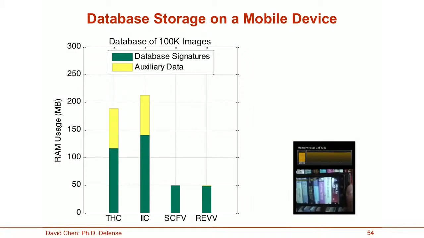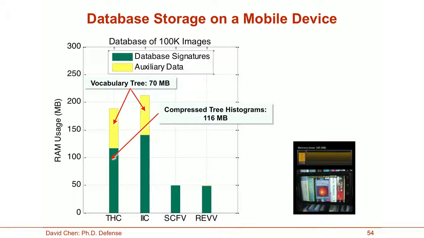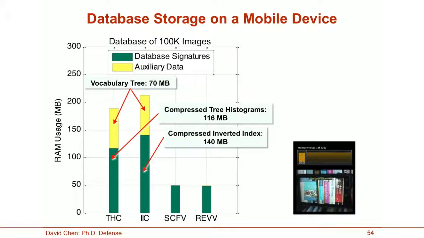Here we measure the RAM usage for the same 4 compressed databases. First, for the 2 tree histogram methods, they require storing a vocabulary tree that consumes around 70 megabytes. With tree histogram coding, we need an additional 116 megabytes to store the compressed tree histograms. If instead we used inverted index coding, we need 140 megabytes to store the compressed inverted index.